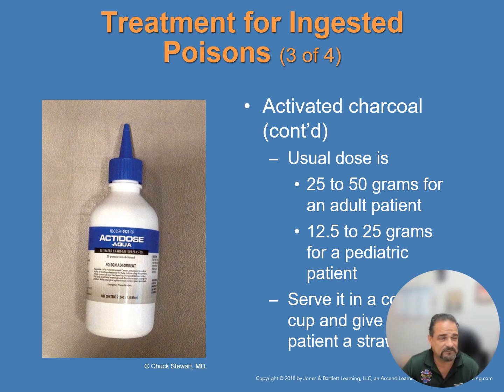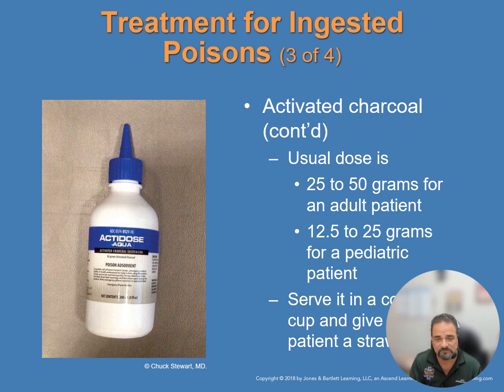There's a picture of it. This is Actidose. Okay, it is a liquid solution. Usual dose is 25 to 50 grams for an adult patient, 12.5 to 25 grams for a pediatric patient. You put it into a cup, stir it up, make sure it's well activated. I always tell people before you put it in the cup, shake it up real good. Shake this up very, very good.